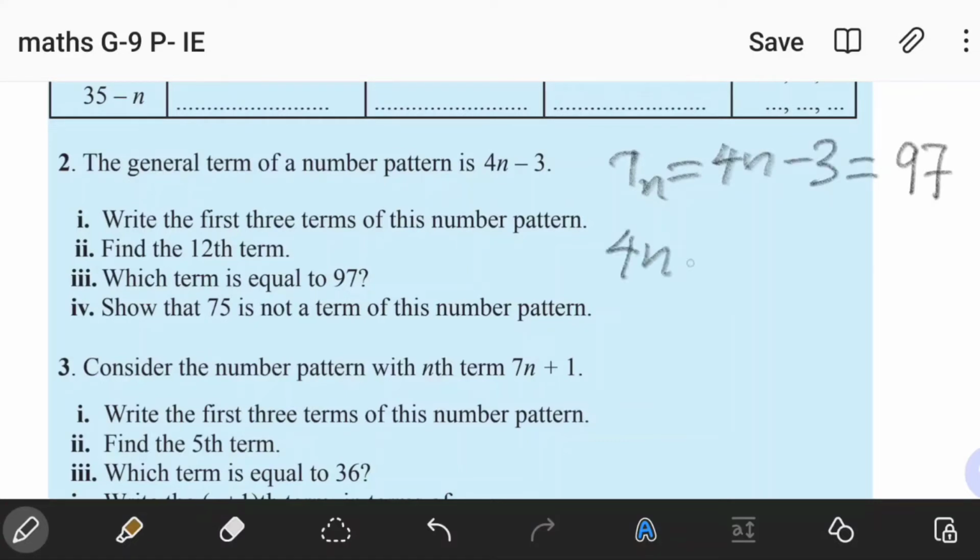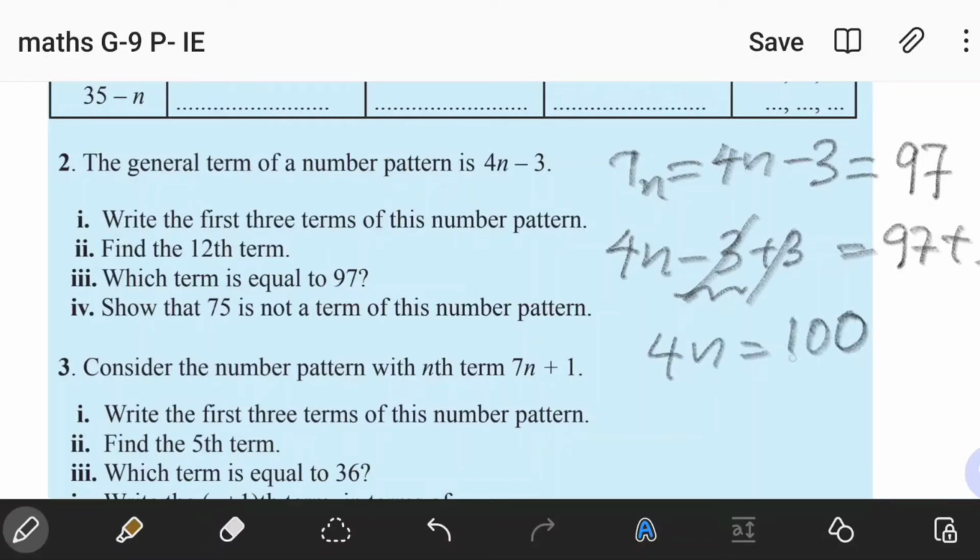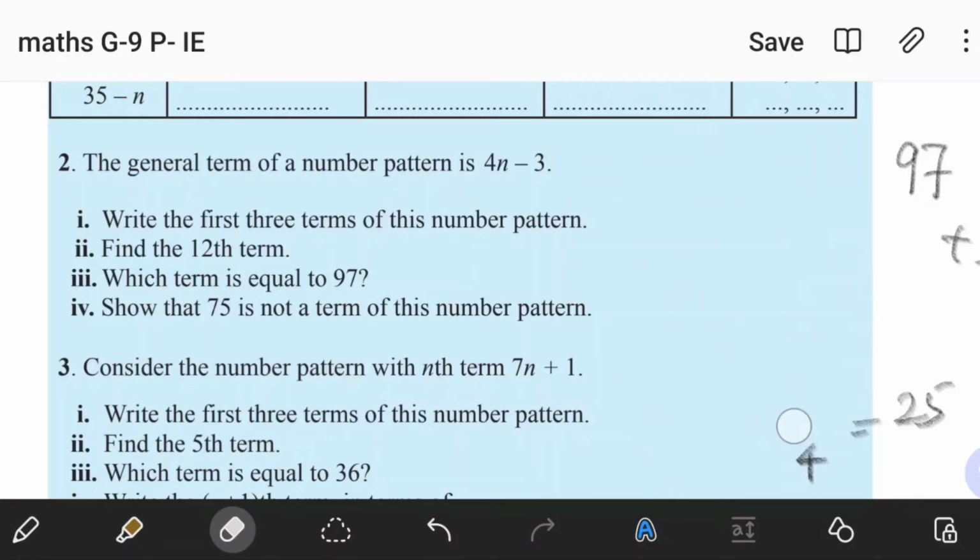Pretty easy, right? 4n minus 3, we have 97. Now because of this minus 3, we should add plus 3 to both sides to make this negate each other. So 4n equals 97 plus 3, which is 100. And then we divide by 4. 4 times which number is 100? 4 times 25. In another way, you can take it like this: 100 divided by 4, then 4 divided by 4 is 1. So n becomes 100 divided by 4, which is 25.